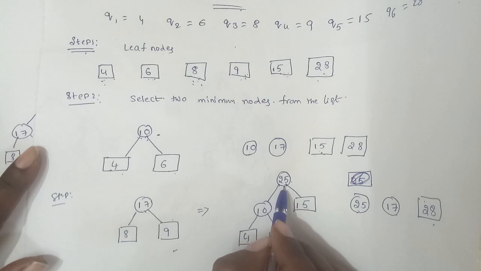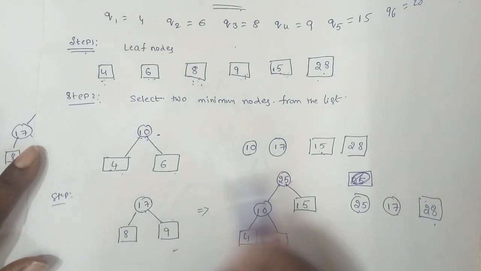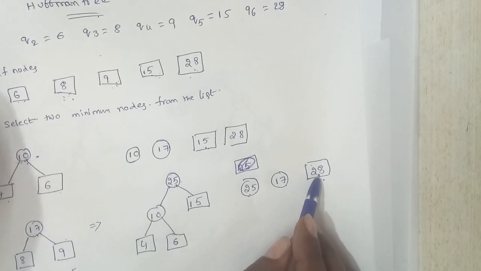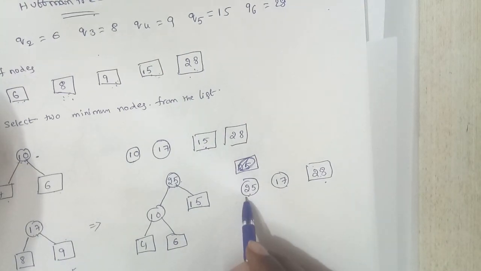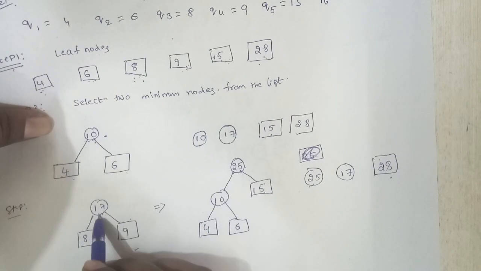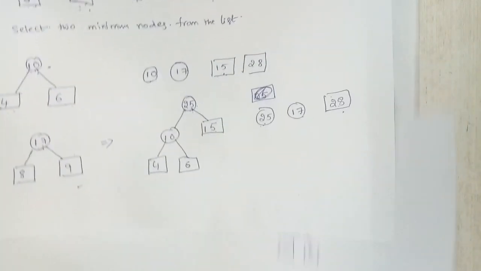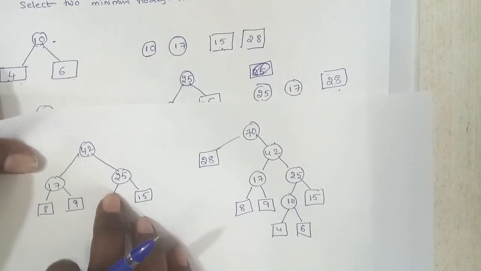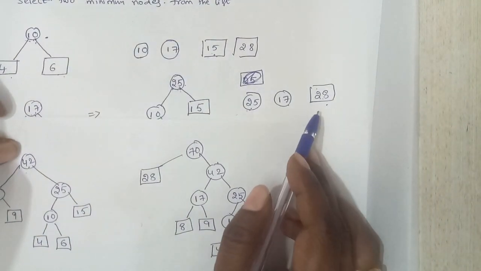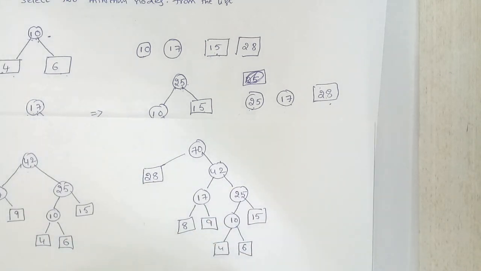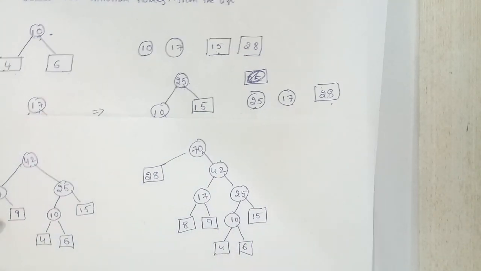Now we have 25, 17, 28. Among 25, 17, 28, the smallest two values are 17 and 25. But 17 and 25 are already trees. 17 is the smallest value, so I am placing 17 on the left side. And finally the remaining one is 28. 28 is the smallest value compared to 42. Okay, simply perform the merge operation.